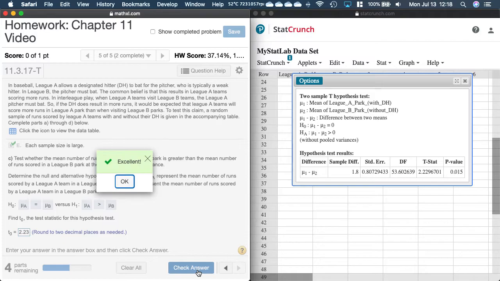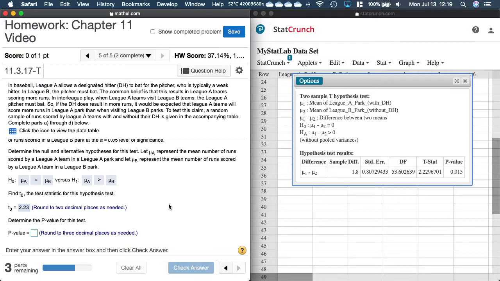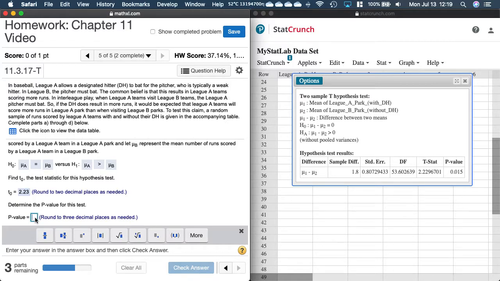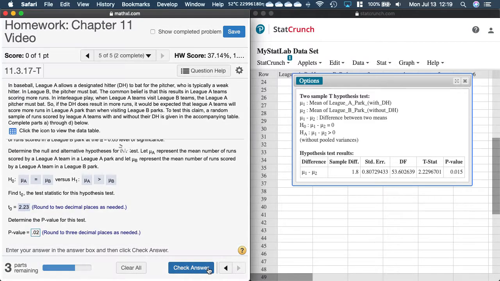So the question is, is that far enough away from the null hypothesis to say yes, there is a difference? Based on our test statistic, we find the normal probability of x greater than 2.23, under the assumption that mu1 minus mu2 is 0, and that gives us a p-value of 0.015. We'll round this, so this tells us we have 0.02. All right, so we'll go ahead and check our answer.